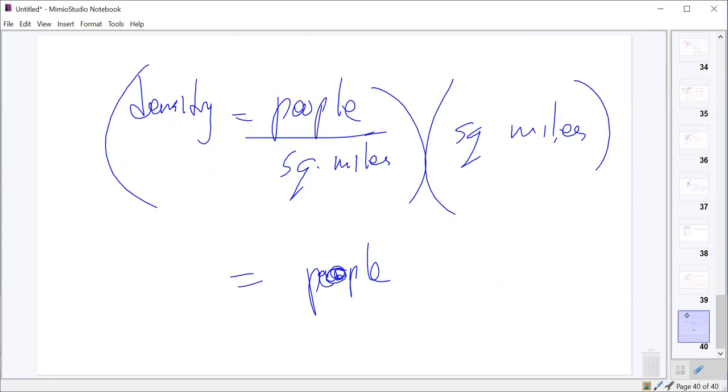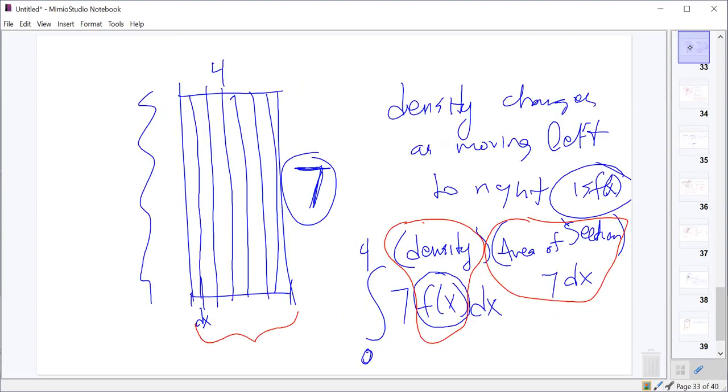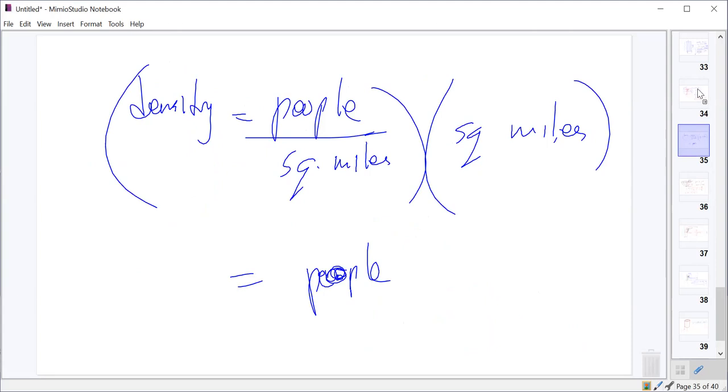Oh, this density somehow got thrown in the wrong place. Where were we talking about the density? Put that in the right spot.